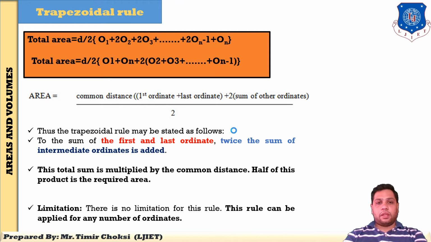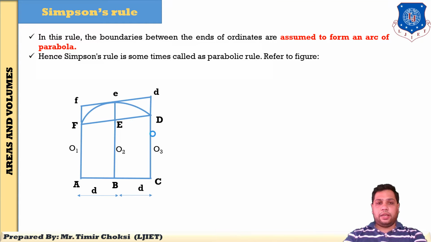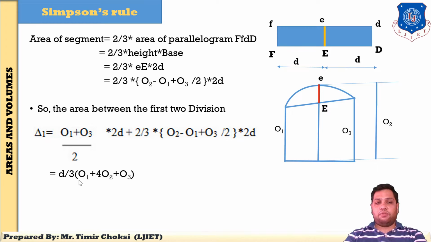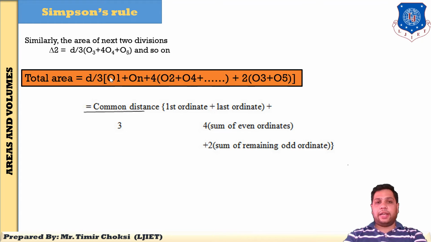First you draw the figure, then separate part 1 and part 2 and try to find the area of the trapezoid plus the area of the segment, then add them up to arrive at this formula. You have written the Simpson rule formula directly: total area equals d by 3 in a bracket, first ordinate plus last ordinate, plus 4 in bracket sum of even ordinates, plus 2 in bracket sum of odd ordinates.